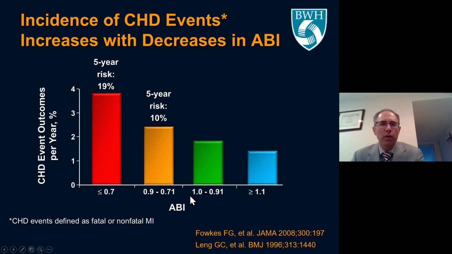So we can see here the incidence of coronary heart disease events increases with a decrease in the ankle brachial index. If we look at this, we see as our ankle brachial index goes from 1.1 to 1 to 0.9 to 0.7, and then less than 0.7, that 5-year risk of coronary heart disease events actually increases.